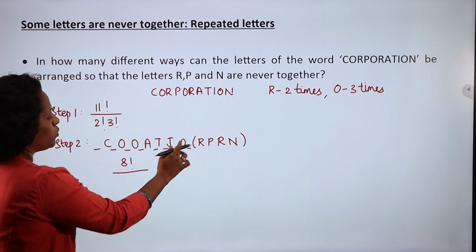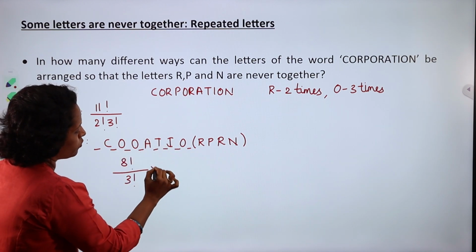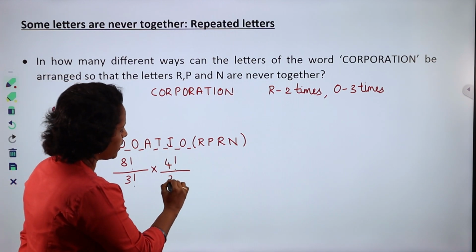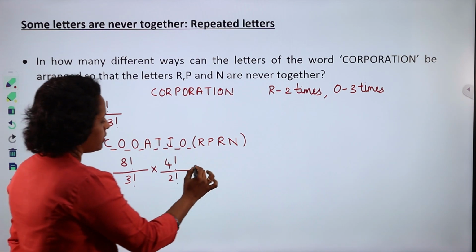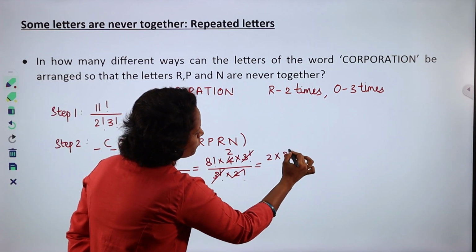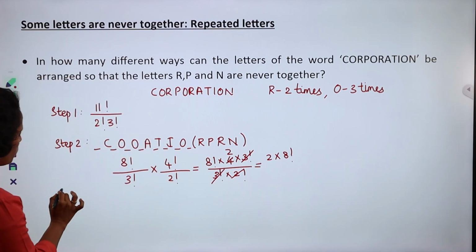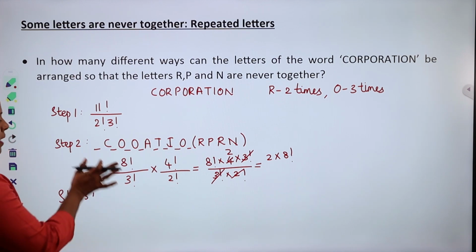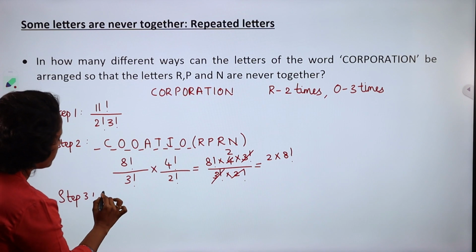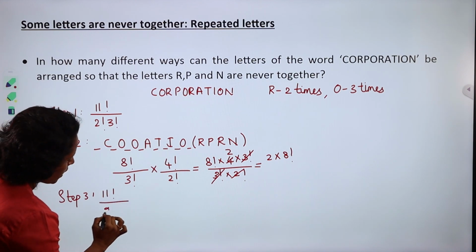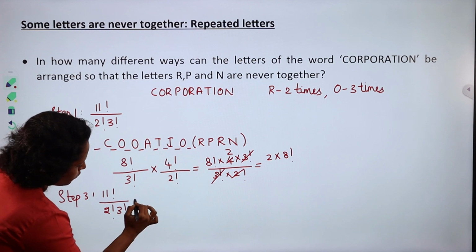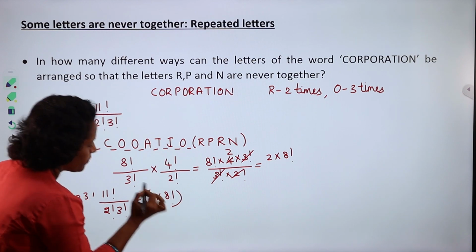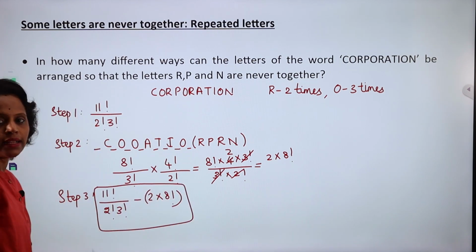Divided by 1, 2, 3. O is repeated thrice. So 3 factorial into. So R, P, R, N. These 4 letters can be arranged themselves in 4 factorial divided by 2 factorial ways. So this will be 2 into 8 factorial. Now next step 3. Step 3 is we need to subtract the step 2 value from step 1. So 11 factorial divided by 2 factorial into 3 factorial minus 2 into 8 factorial. This is going to be your answer.